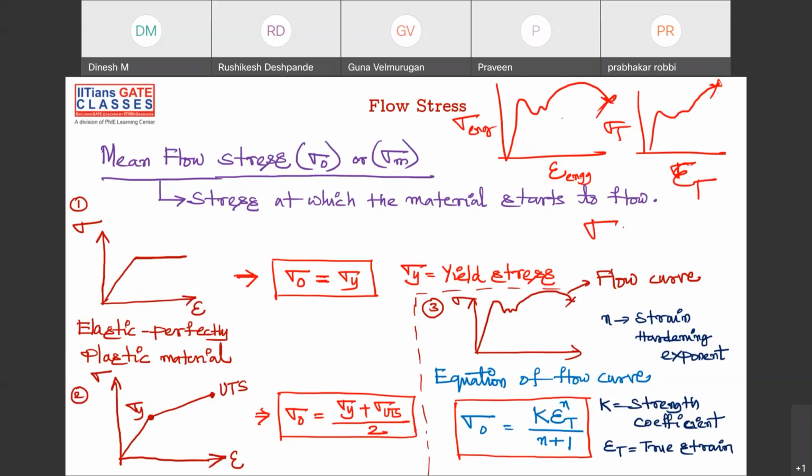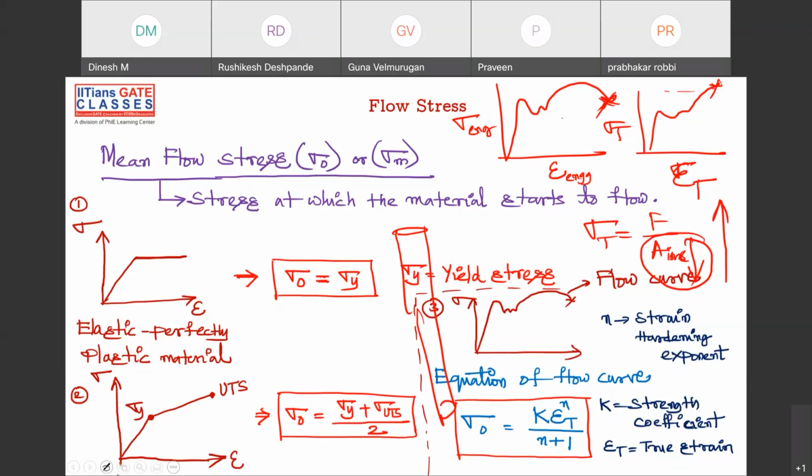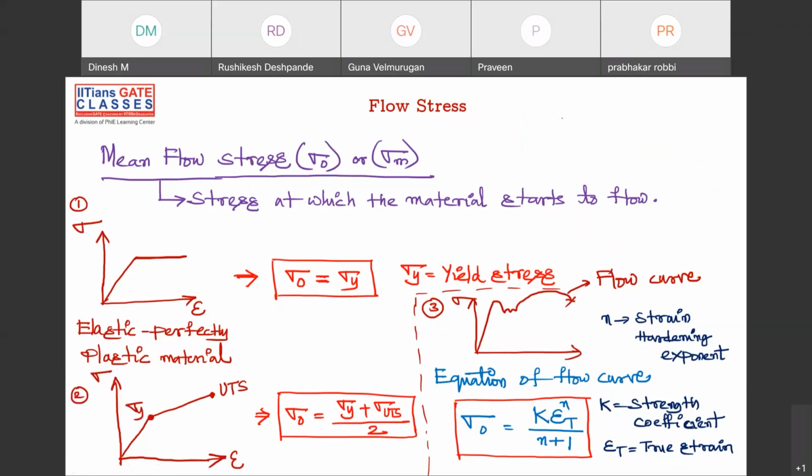Because sigma T is equal to force by instantaneous area. As it is expanding like this, the area is reducing. As the denominator is reducing, the stress will keep on increasing. It won't come down. Now you understand the difference between true and engineering. In true stress, we divide the force by the instantaneous area. In engineering stress, you divide the resisting force by the original cross-sectional area. Are you getting my point? Clear or no?